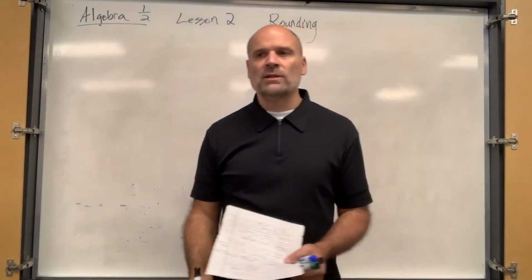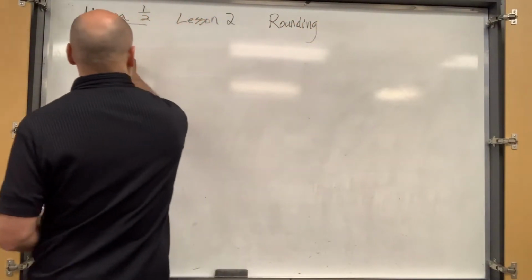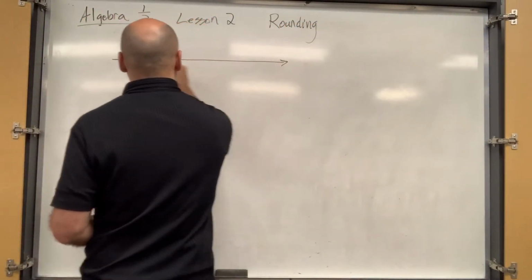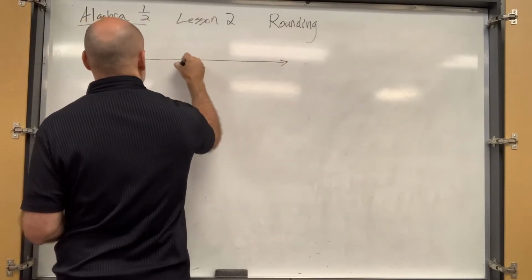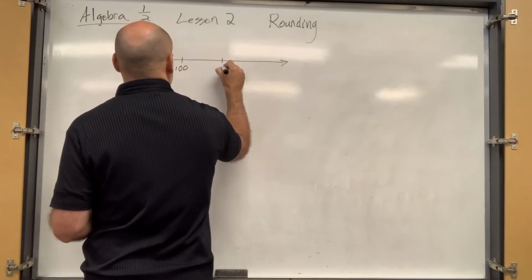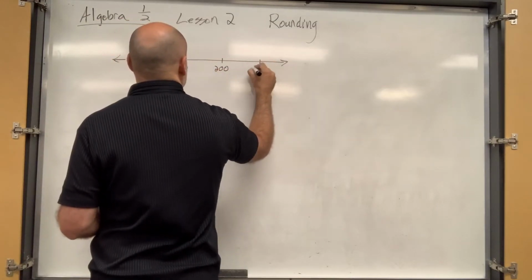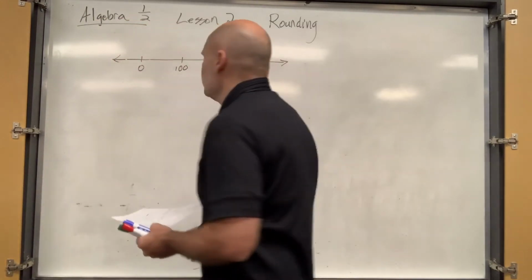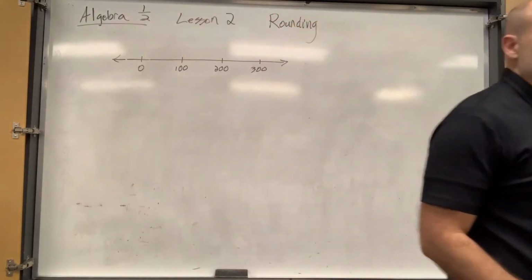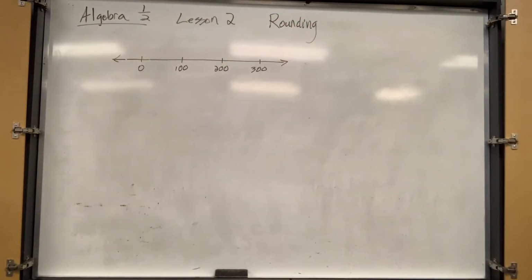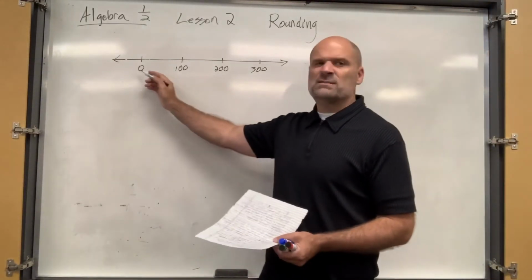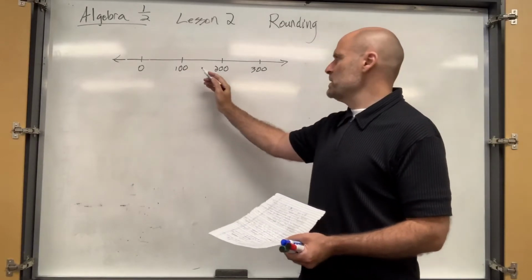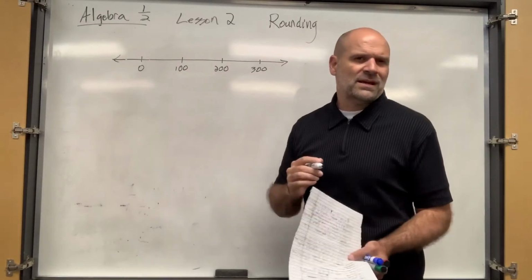So if I drew a number line, the number line doesn't have to be just 1, 2, 3. A number line could look like this. It could have 0 here, 100 there, 200, 300. So a number line doesn't have to just be 1, 2, 3. It can be whatever numbers you want, just as long as it's consistent. Like the space between 0 and 100 is the same as the space between 100 and 200. So that kind of makes sense, right?